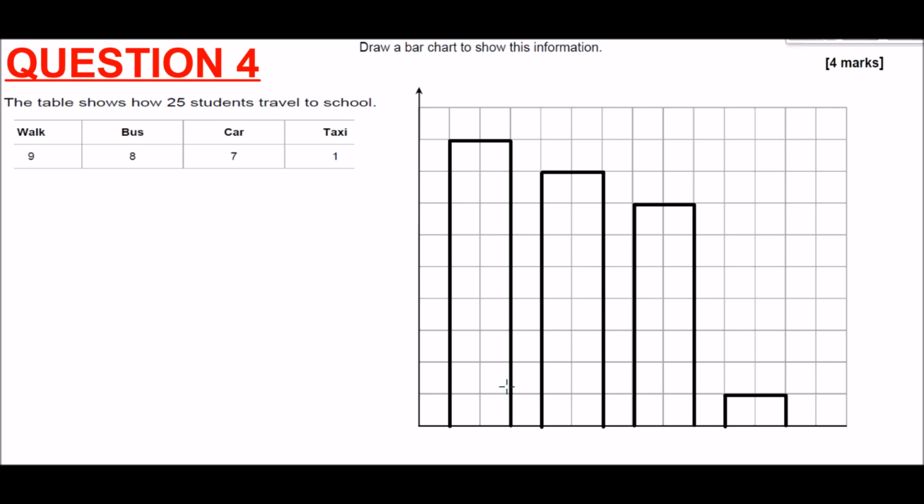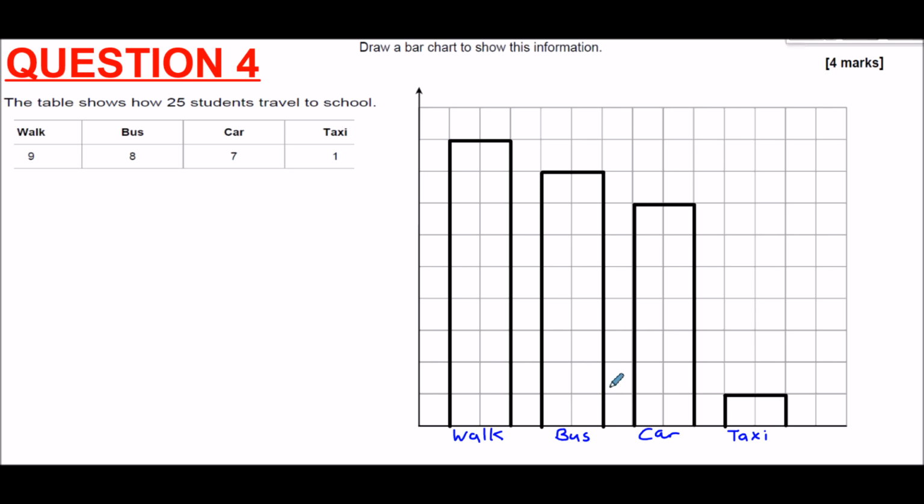So at the minute, that bar chart's useless, practically, because it's got no scales. It's got no scale, and it's got no labels for the axes. So what we'll need to do now is to label each side of a graph. And so these bars here represent walking. So we'll label this one walk. This one is bus. This bar represents car. And finally this bar represents students who got a taxi.